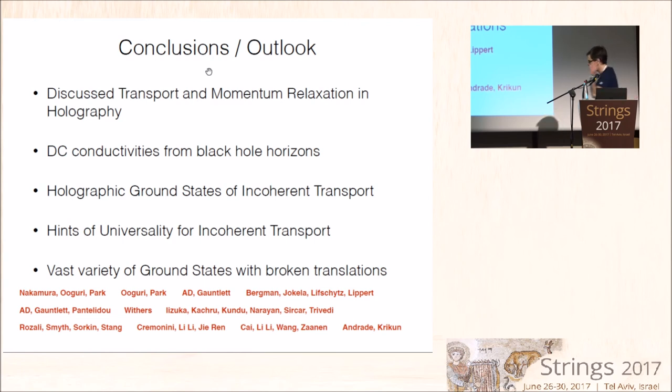I have also discussed holographic ground states, which describe incoherent transport, ground states which break translations very badly. There is also this hint of universality that can come out of holography for incoherent transport, this story with the butterfly velocity.